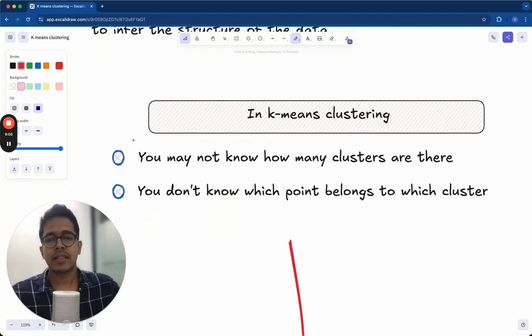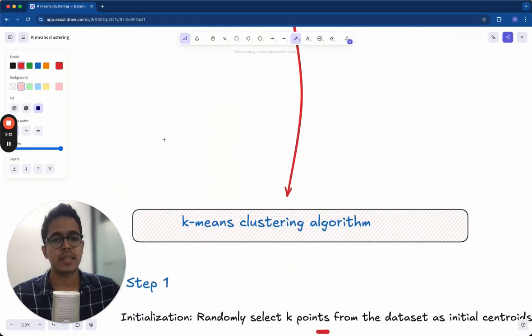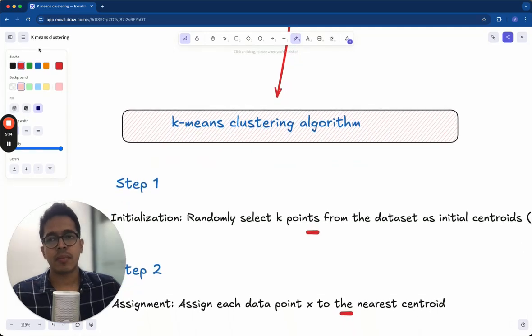So we already discussed this. You may not know how many clusters are there, and you do not know which point belongs to which cluster. This is what happens in k-means clustering. Now let's look at the algorithm. How would you implement the k-means clustering algorithm if you are just given the data?